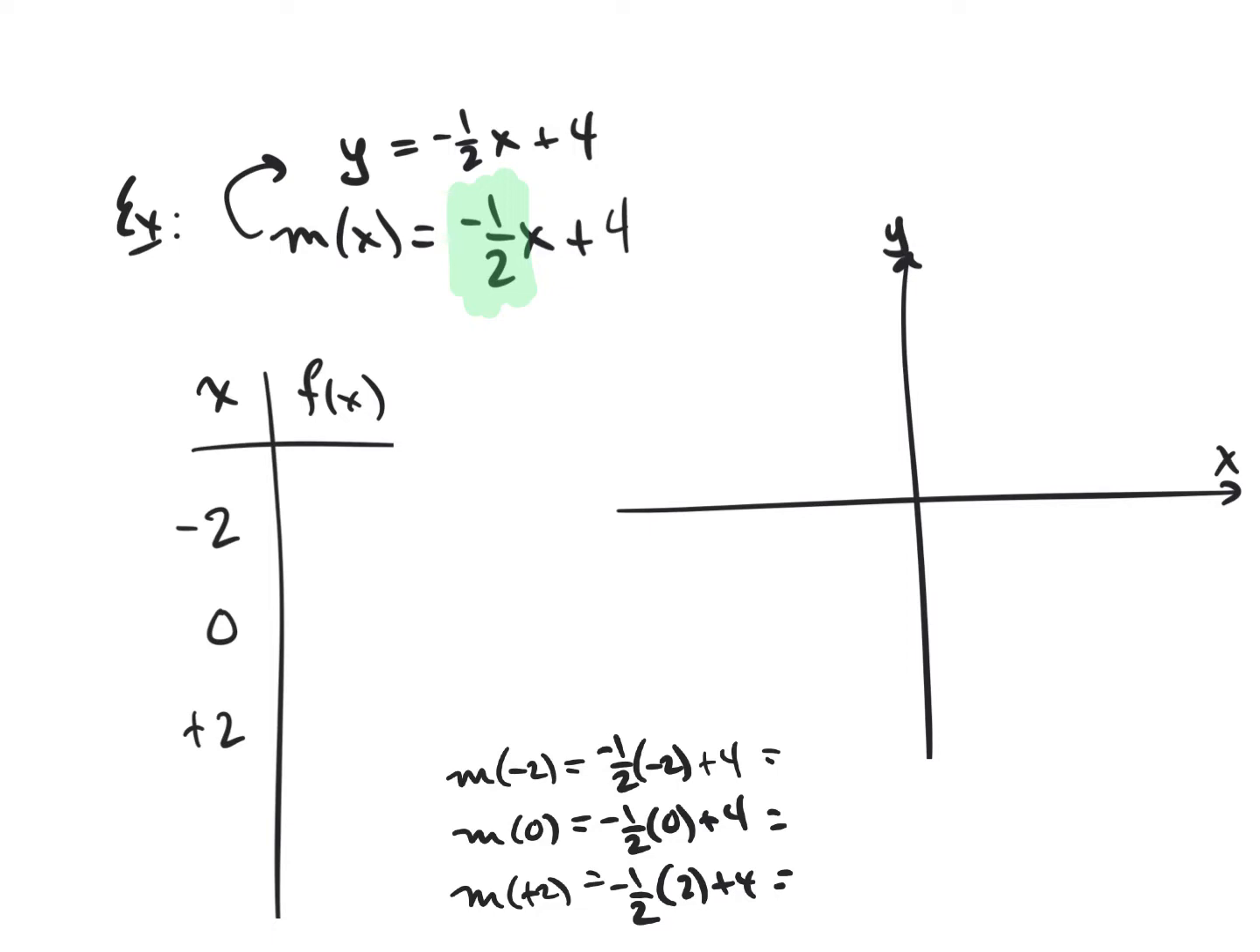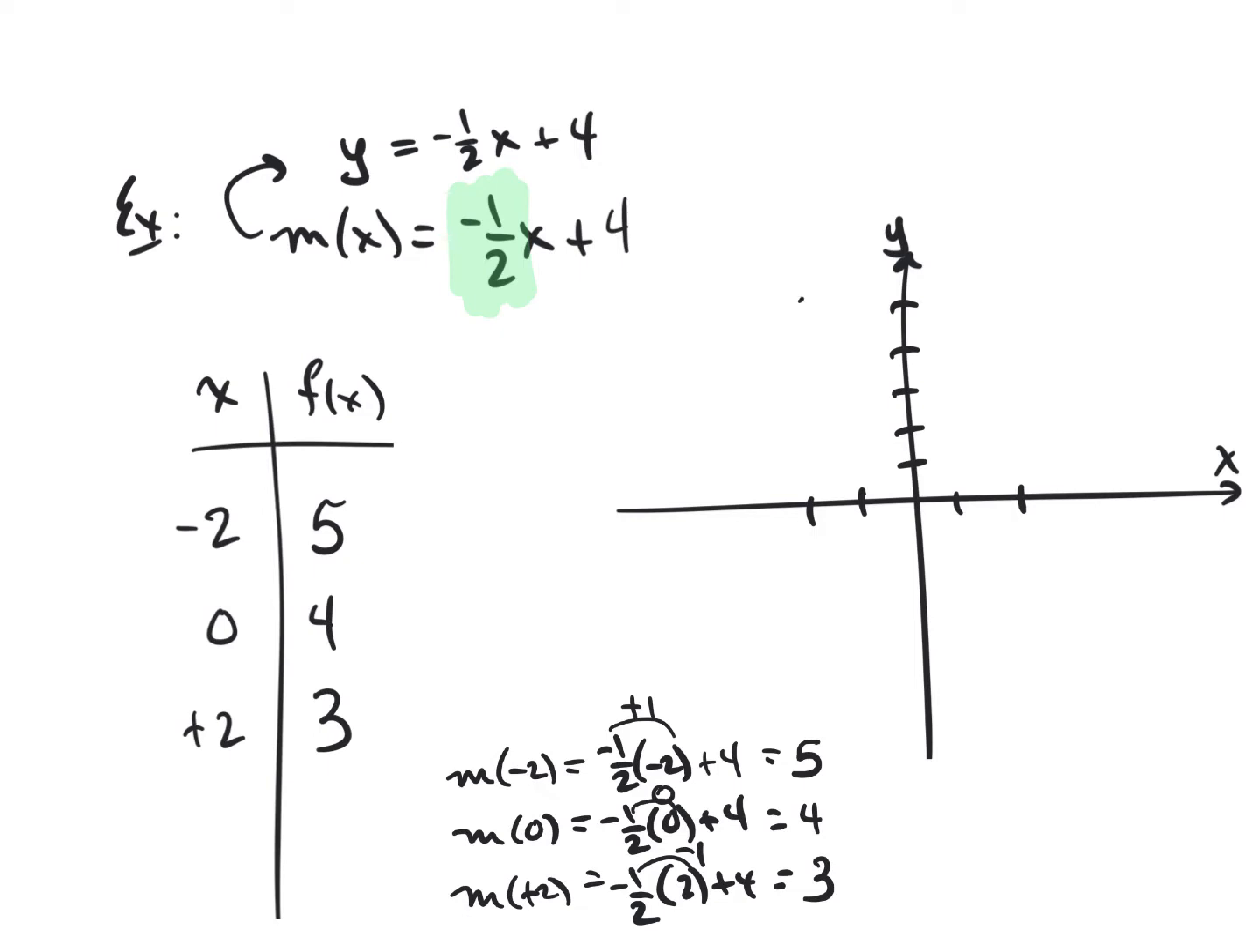-1/2 times -2 is +1, and 1 plus 4 is 5. -1/2 times 0 is 0, and 0 plus 4 is 4. -1/2 times 2 is -1, and -1 plus 4 is 3. And I'll put enough tick marks on my picture so that 2, 3, 4, 5, we can get our 3 points on our graph.